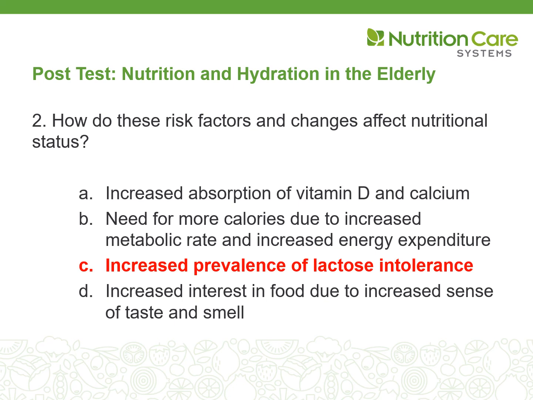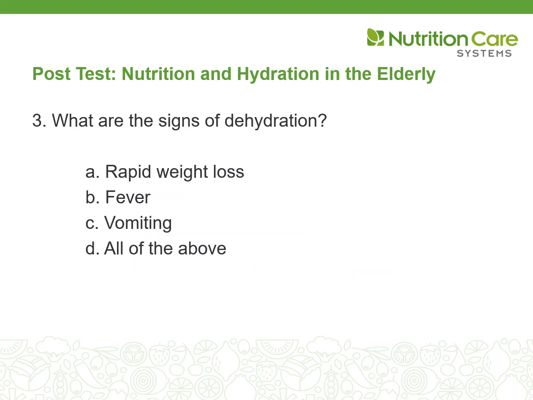And the answer to question number 2, how do these risk factors and changes affect nutritional status? And that would be C, there's an increased prevalence of lactose intolerance. Question number 3, what are the signs of dehydration? A, rapid weight loss. B, fever. C, vomiting. Or D, all of the above?